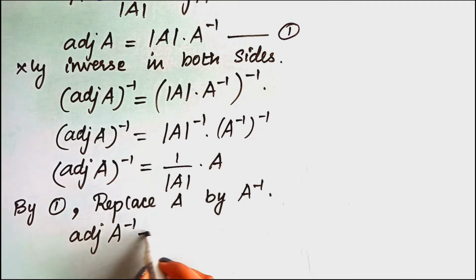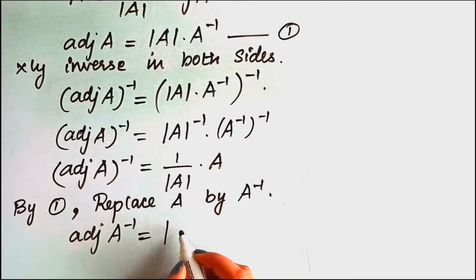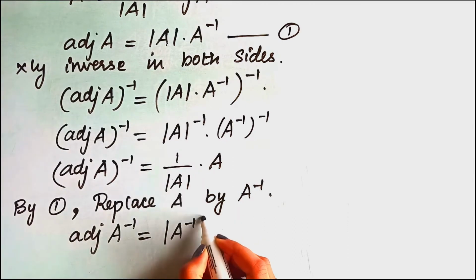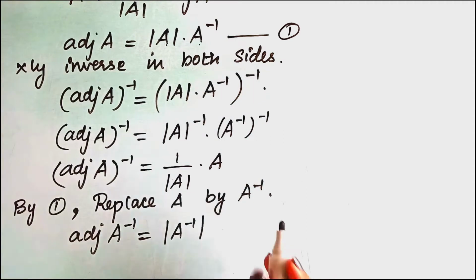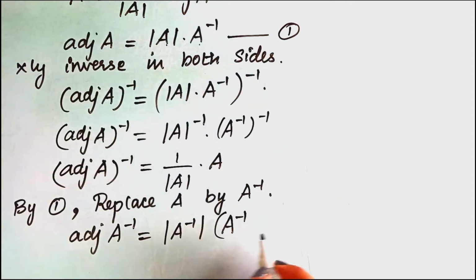So A inverse is equal to determinant of, here there is another A, in the place of A you are going to replace A inverse, and then here there is another A, here you are going to replace A inverse, and here there is another inverse, right? So let's substitute that here.